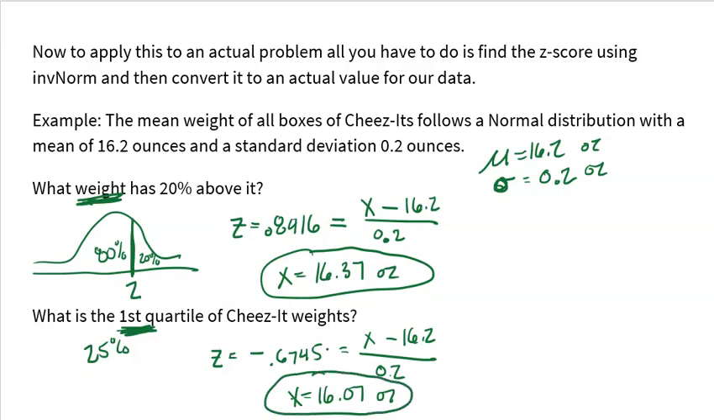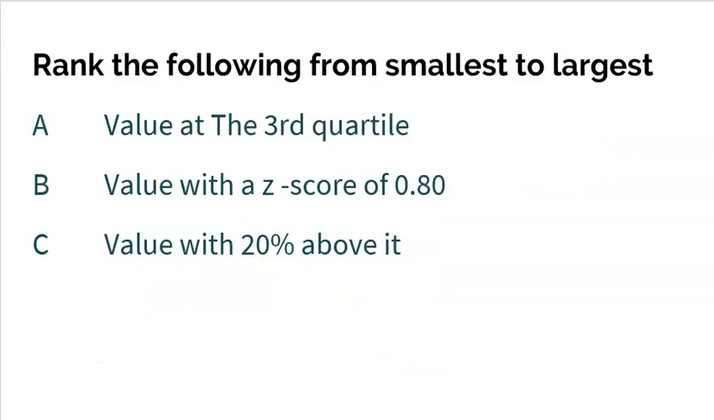So 25% of boxes are going to be below that, and 75% of boxes are going to be above that. So that's a pretty cool thing that you could do. And this is all the power of a normal distribution. None of this math could be done if we didn't know that Cheez-Its followed a normal distribution. And let's look at one more use.